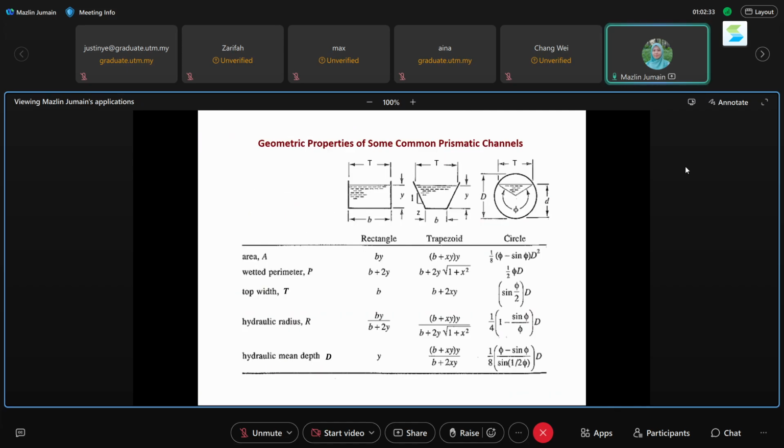And then you can refer to this table on how to calculate the area, wetted parameter, top width, R, and also D, depending on the channel shape. So we have rectangular, trapezoid, and circle. These are the popular, or we call it the common shapes for the open channel. Circle represents culvert.